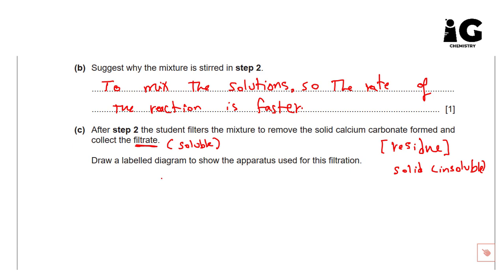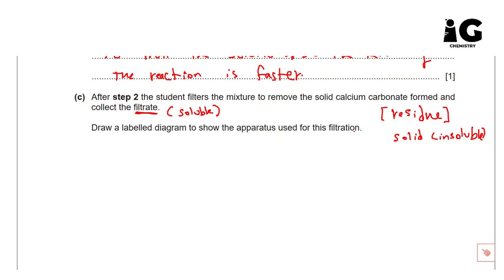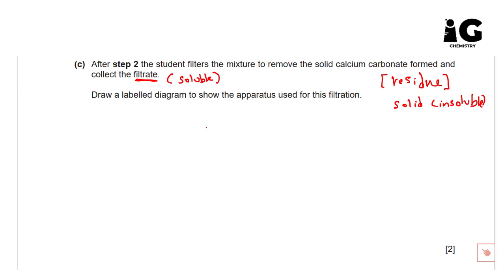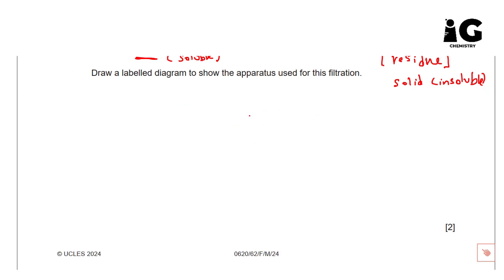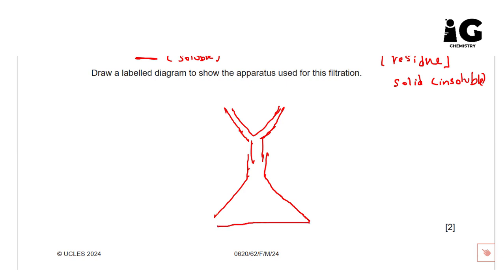So here again, draw a labeled diagram to show the apparatus used for this filtration. I think this is a very easy drawing, but we can do it together. We need to start with the funnel. This is the filter funnel. Of course, you can draw better than me. Inside, we also need to draw the filter paper. So funnel and filter paper. And we need to stand the funnel over a container, so we could use, for example, a conical flask. Here we also need to show the filtrate.